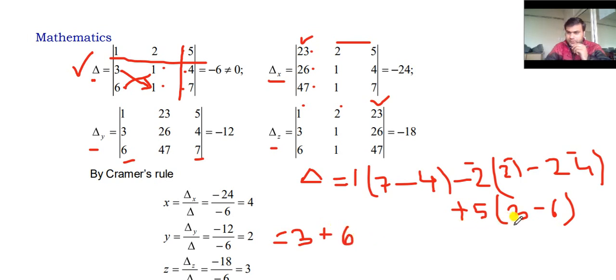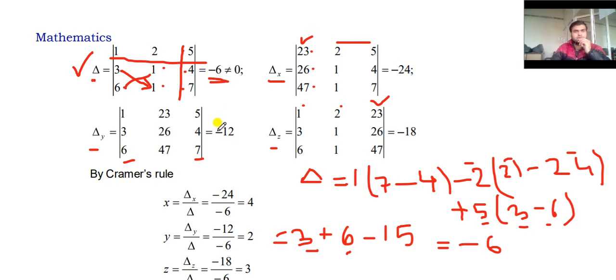Okay, and 3 minus 6 is minus 3. Minus 3 is multiplied with 5, so this becomes minus 15. So 3 plus 6 is 9. 9 minus 15, that is minus 6. Minus 6 is the answer of this first matrix. Okay, now we will solve this delta x.